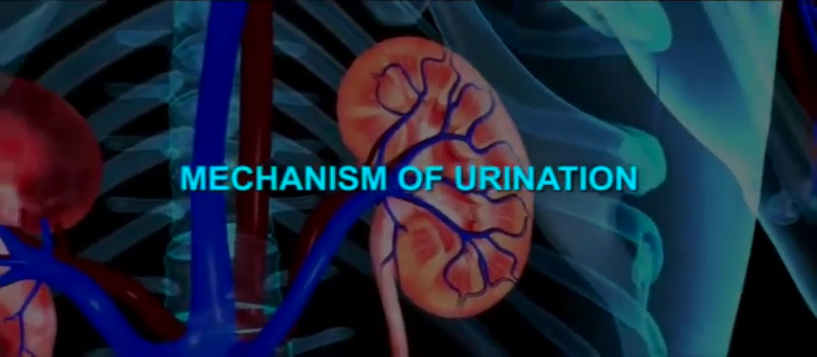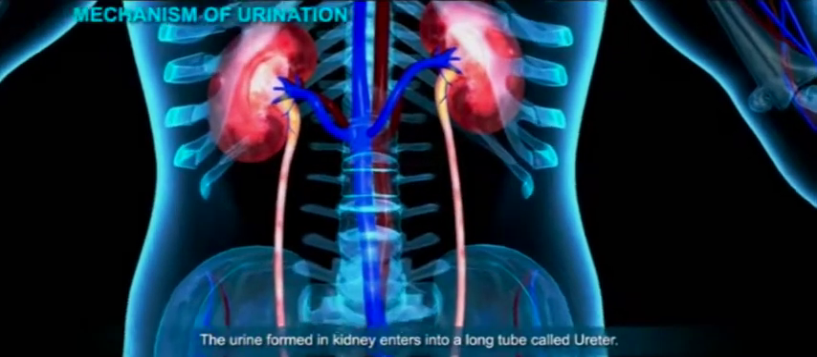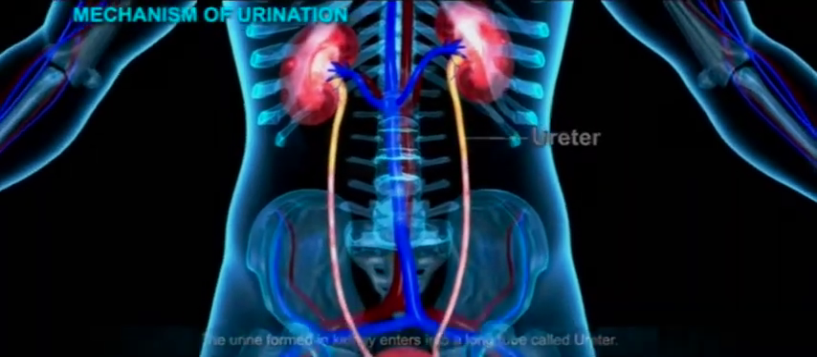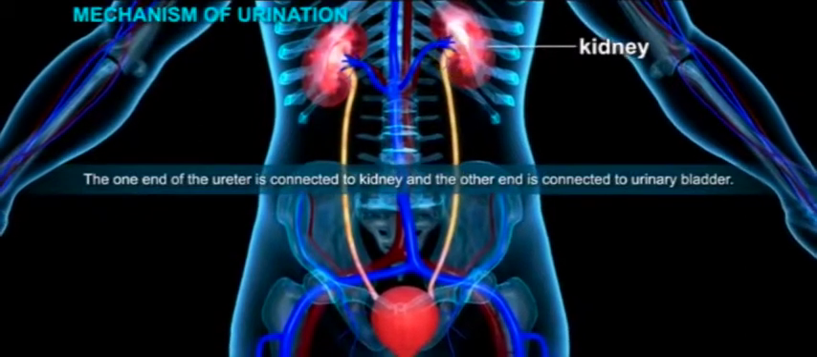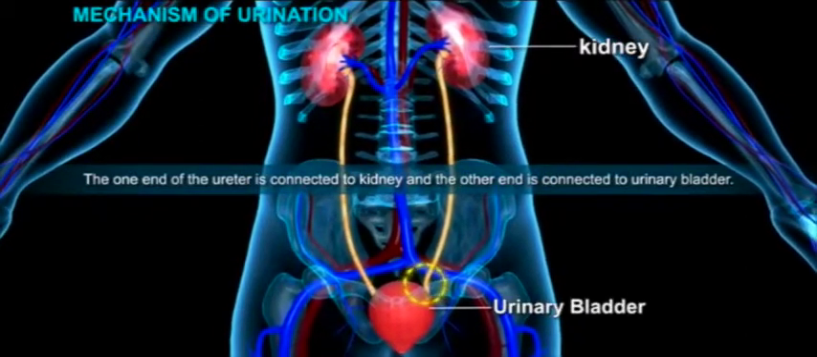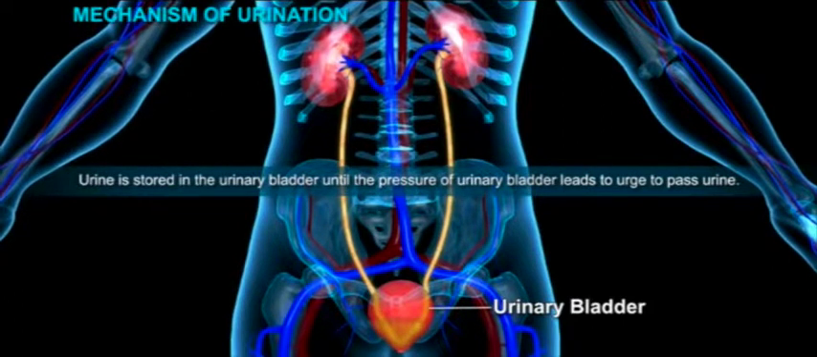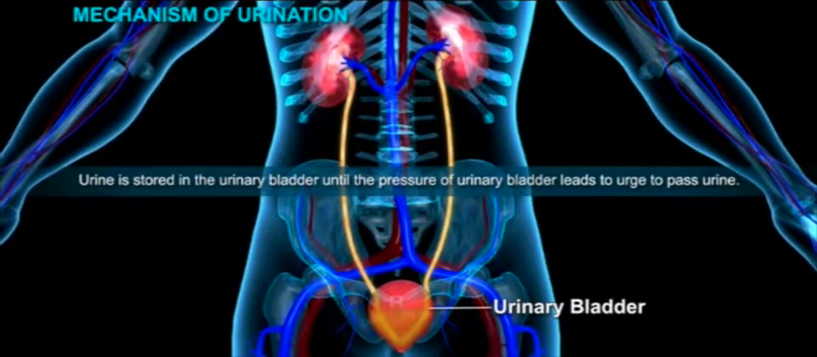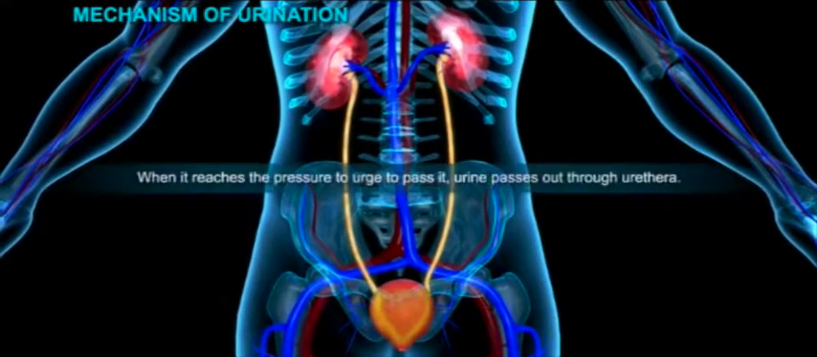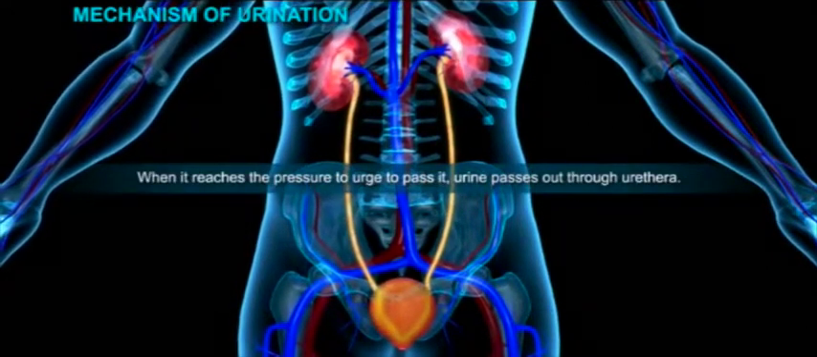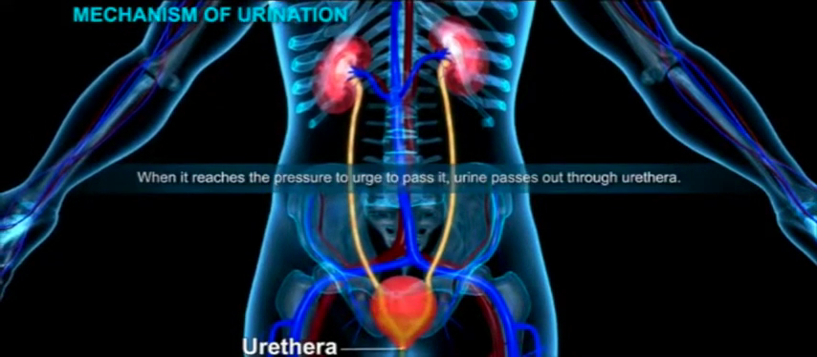Mechanism of urination. The urine formed in the kidney enters into a long tube called the ureter. One end of the ureter is connected to the kidney and the other end is connected to the urinary bladder. The urine is stored in the urinary bladder until the pressure of the urinary bladder leads to the urge to pass urine. When it reaches the pressure to urge to pass it, urine passes out through the urethra.